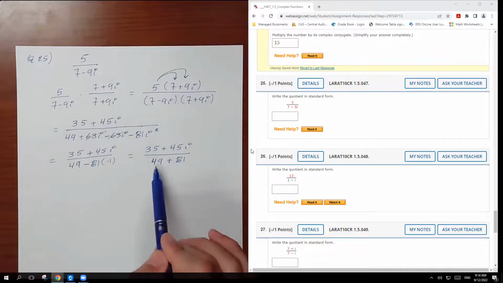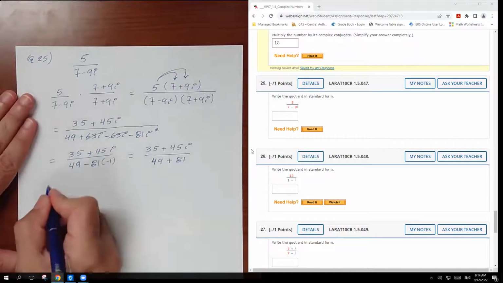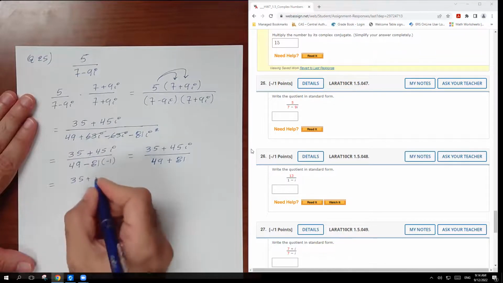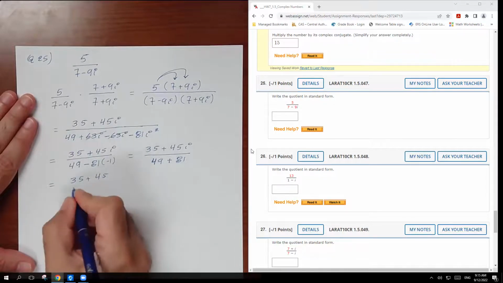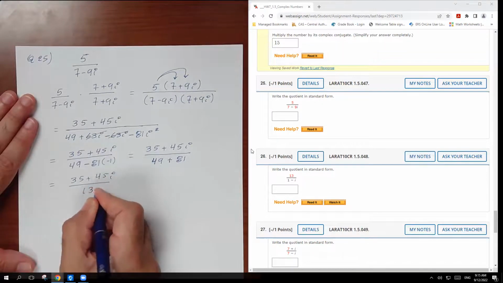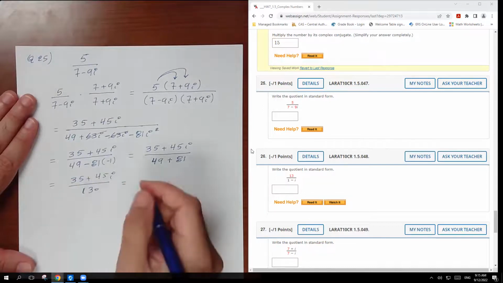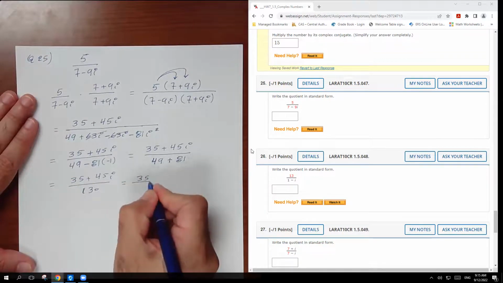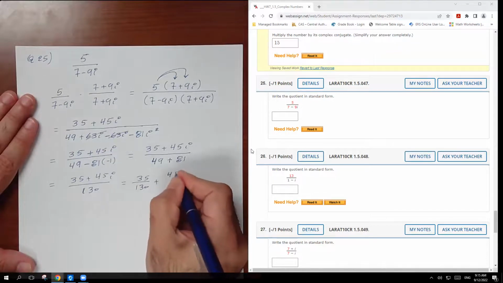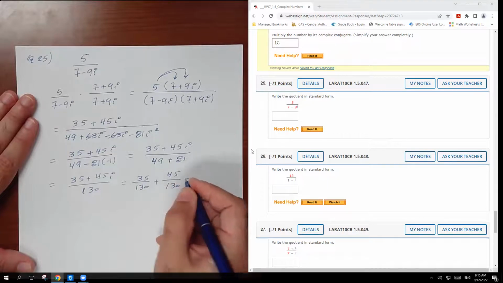So 49 plus 81 is going to be 130. The real part here is going to be 35 plus 45. Here's the i. Over 130, we can write this down as 35 divided by 130 plus 45 divided by 130, and here's the i.